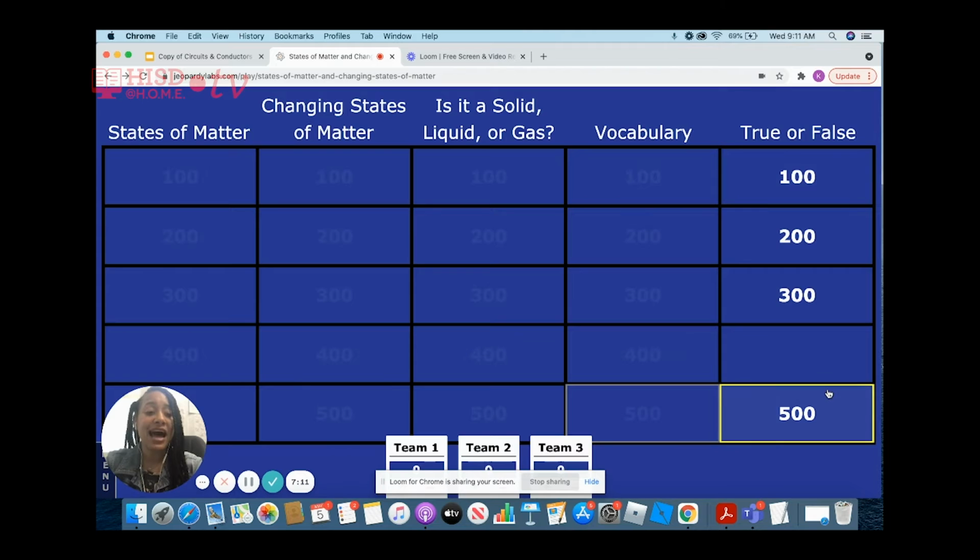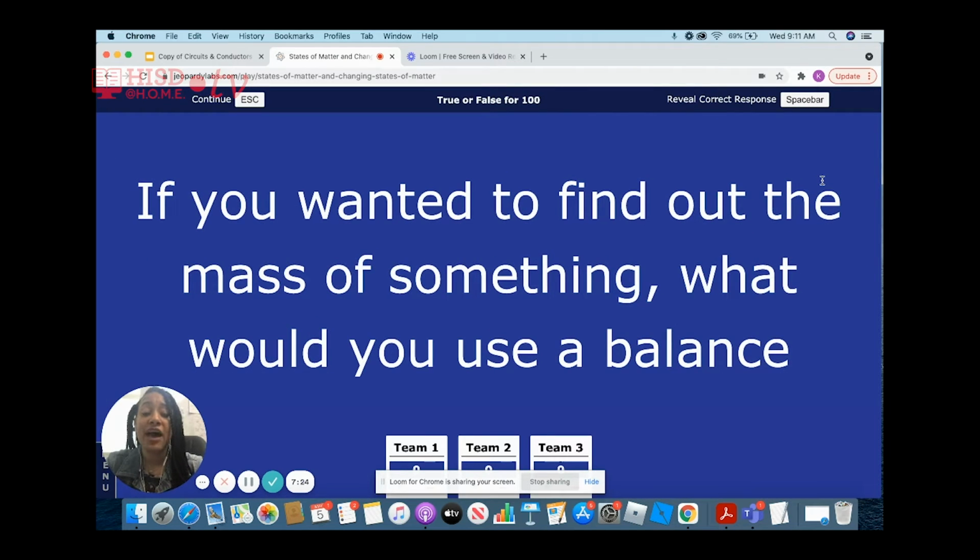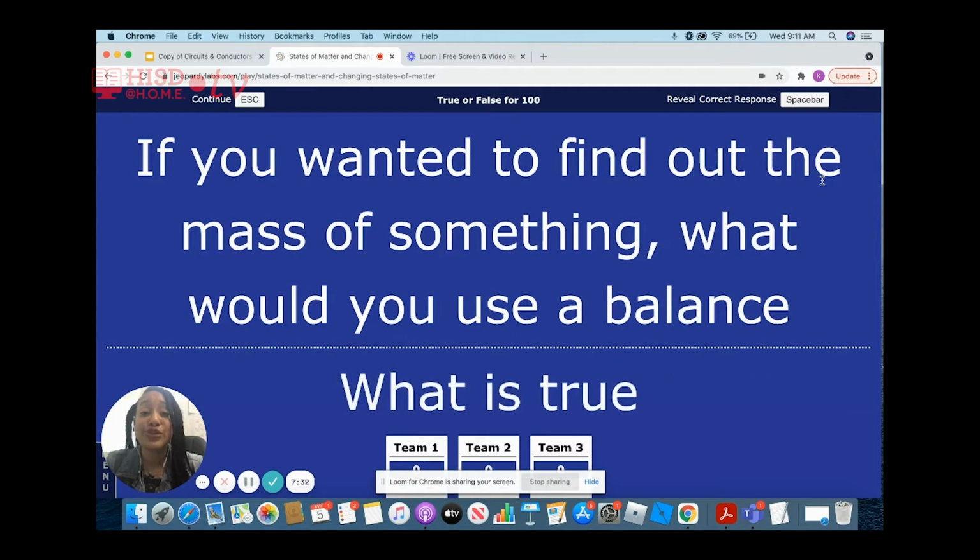So last column, there are 4 questions, true or false, going through everything that we have reviewed so far on the 3 states of matter, solid, liquid, and gas. So starting with true or false for 100. If you want to find out the mass of something, would you use a balance? Yes, that would be true. If you want to find the mass of something, you would use a balance. Sometimes in class, you see something called a triple beam balance.